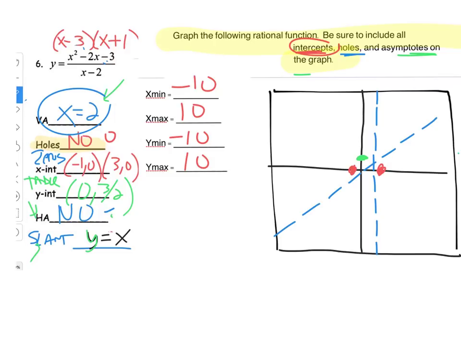So here I have my intercepts. There are no holes. I drew my asymptotes. So here we're going to draw our rational function going through the x and y intercepts. So here's what the graph of the rational function should look like when you graph it.